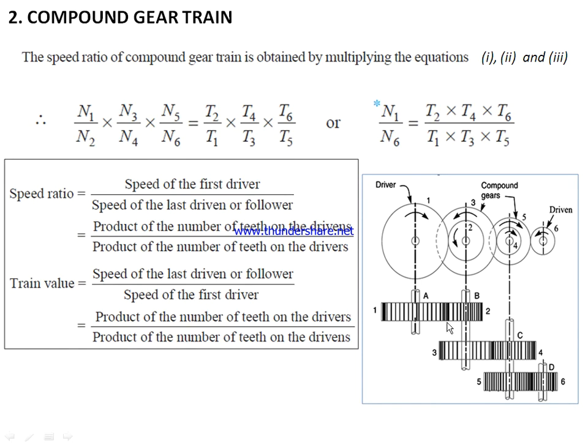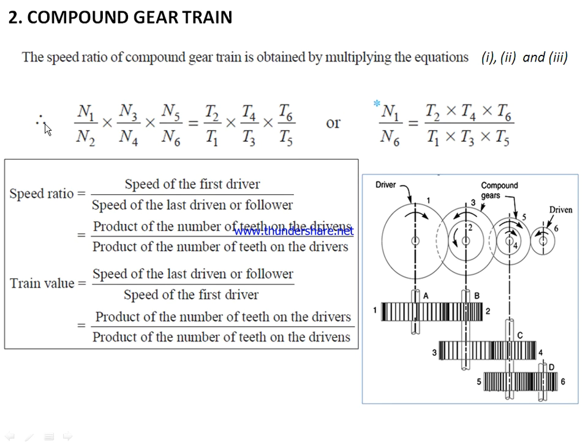Now here, as you know, speed of gear 2 and speed of gear 3 are the same, that is N2 equal to N3, so these will cancel. Similarly, 4 and 5 are mounted on the same shaft, so N4 equal to N5, and this will cancel. Finally, you get N1 by N6.